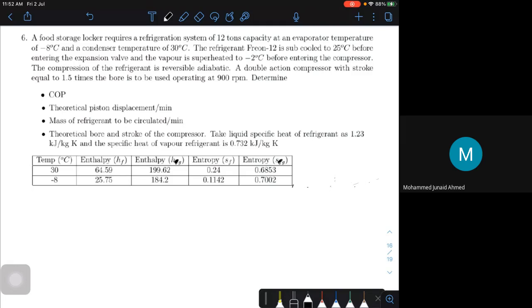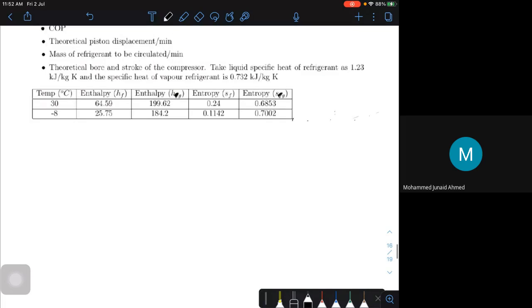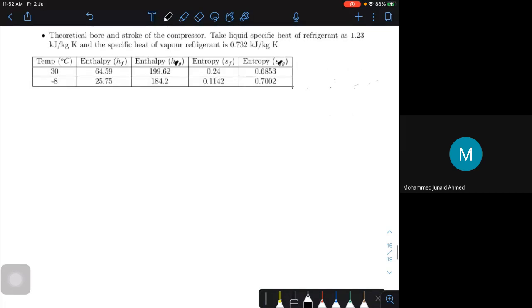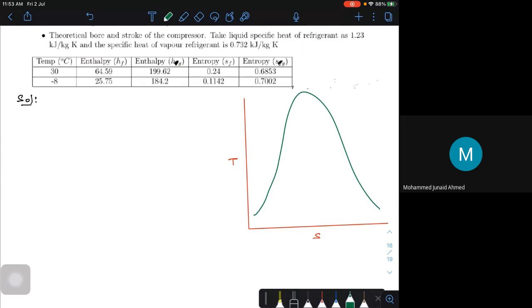Now, if you look at this particular problem, let me put the TS diagram. The TS diagram should be enough for you to understand and do this. Let's try to put the TS diagram and understand it. The TS diagram is more than enough, though if you want, you can use the pH chart also. This is my temperature entropy diagram, and I'm going to put a dome.